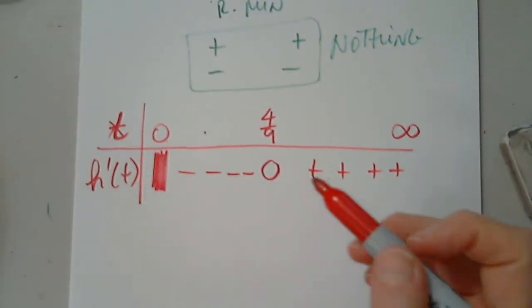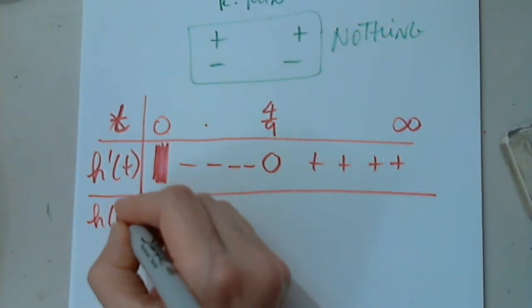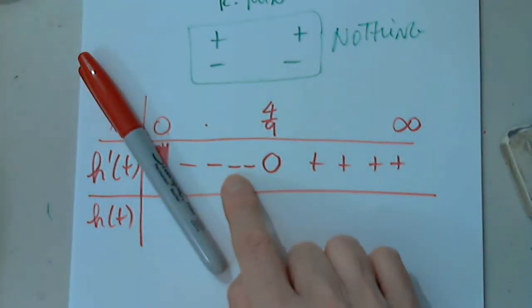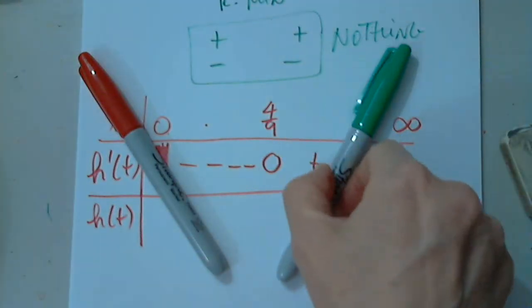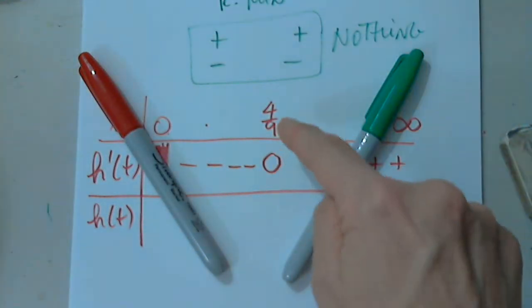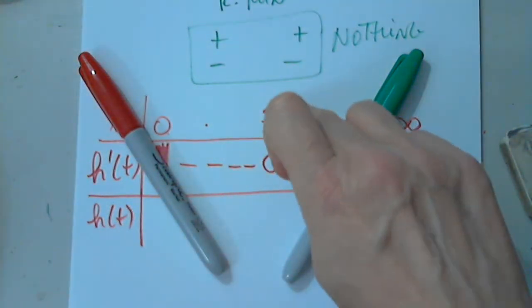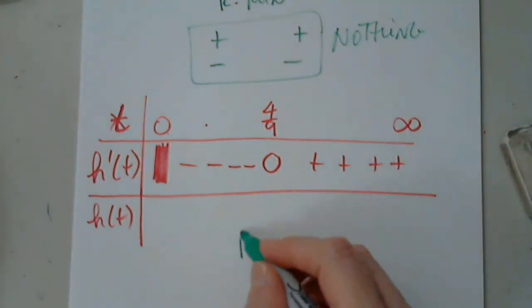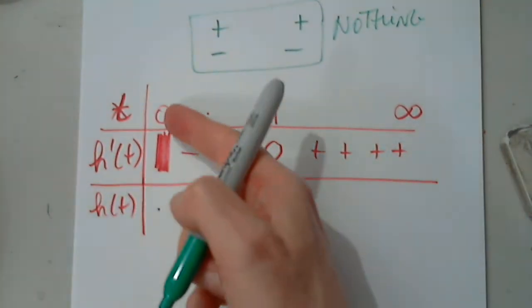So what type of point is this? Remember we said when the tangent has a negative slope, the function does this, and when the tangent has a positive slope, the function does this. What type of point is 4/9, comma, I'm going to find the y value in a minute. What type of point is 4/9, comma, this number? A relative min. Very good.